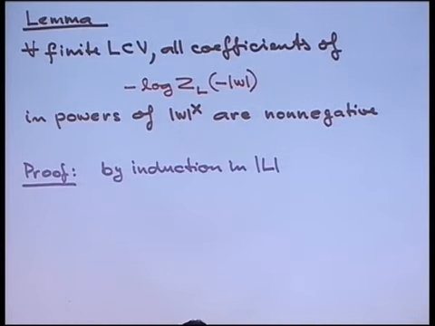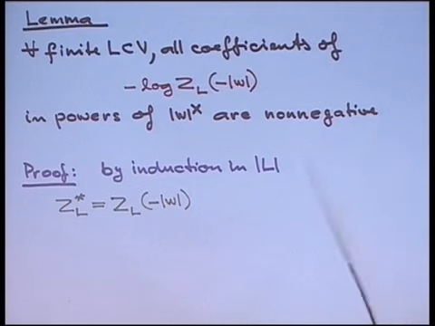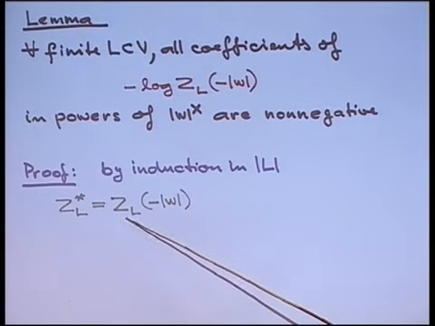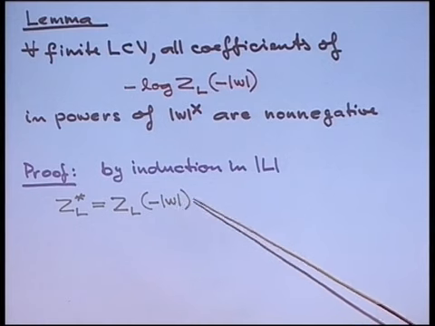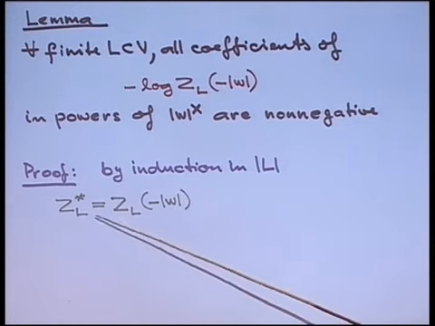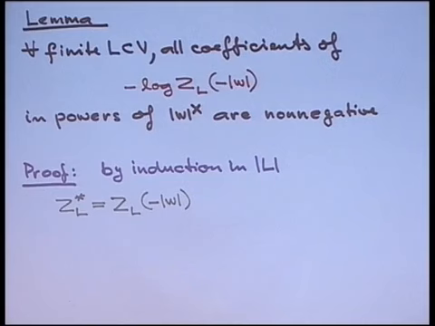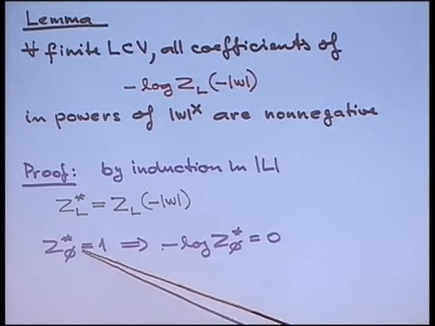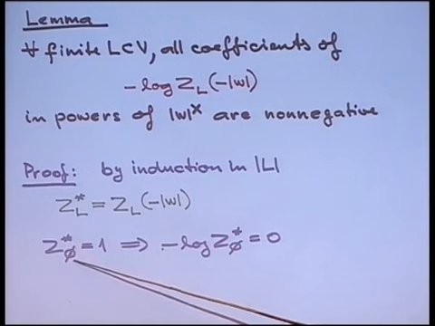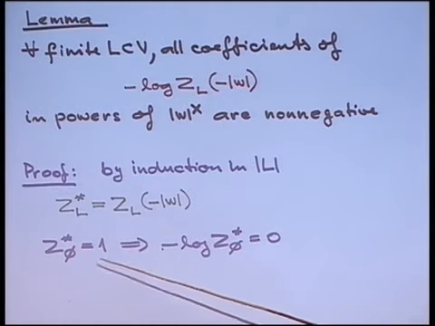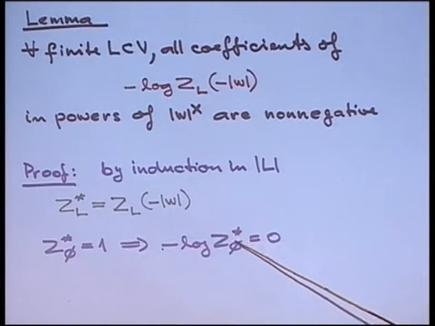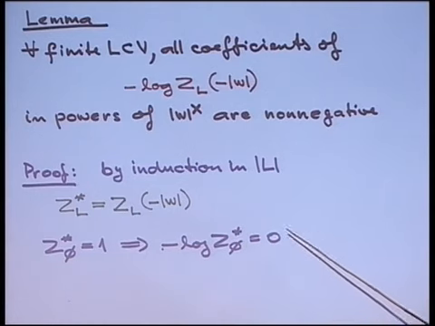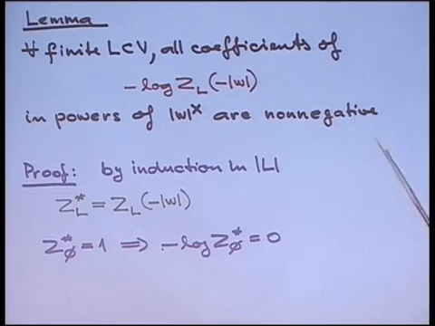So let me first, just to simplify my notation, denote the partition function computed at this point, minus absolute value of W, as ZL star. Okay? So I have this ZL star. By induction I have to start with something. If L is empty, then Z of the empty set is 1, so I have Z star equals 1. Logarithm of Z is 0, minus logarithm of Z is also 0. It has only non-negative coefficients. If you wish, I can even go farther.